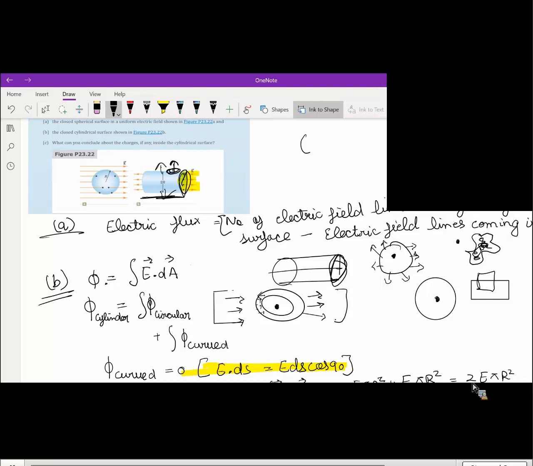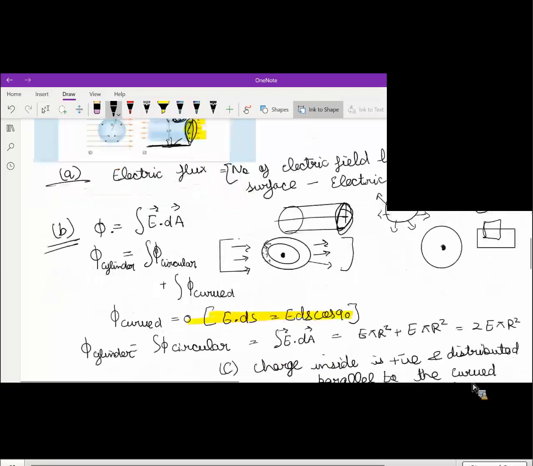What is the area vector? From any surface, the area vector is normal to it. Yes, everywhere on the curved surface is perpendicular. Yes. Okay, perfect.